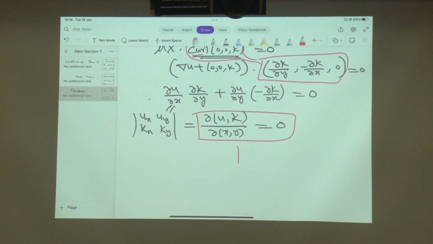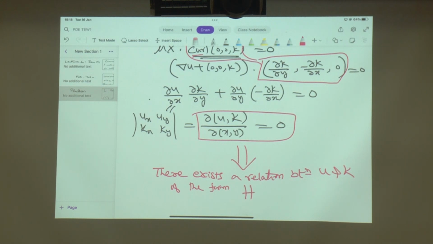This implies that there is a relation between u and k, which is 0. There exists a relation between u and k of the form... That means they are not two genuinely independent people. Okay, they are dependent on each other.